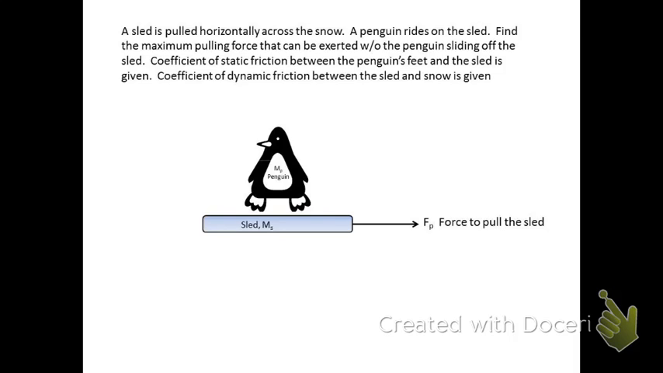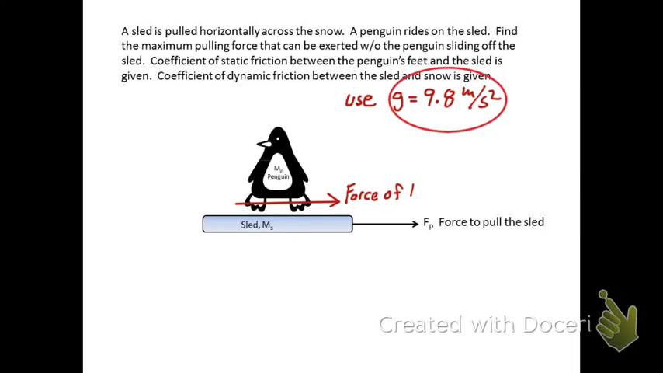Okay, the key to this problem is, first of all, we're going to want to use 9.8 instead of 9.81 for g. And we're going to use that, and we're going to find the force of friction that the sled applies to the feet of the penguin. That is the maximum amount of force that I can apply to the penguin. If I exceed that force, then the penguin's going to slip off. So that's going to be a critical force for me to calculate.